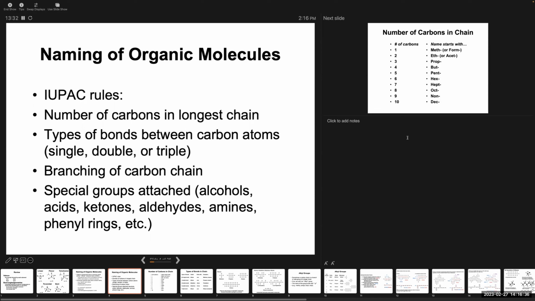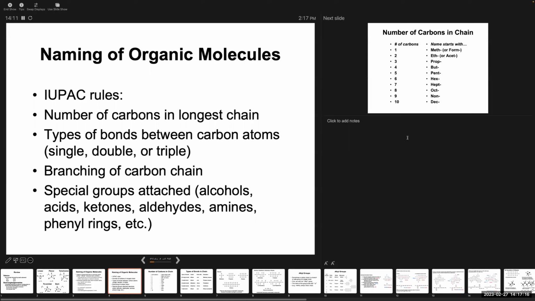Are they all single bonds? Is there a double bond? Are there multiple double bonds? Is there maybe even a triple bond between the carbons in that continuous chain? Then you'd look to see if there are any side branches branching off of that carbon chain. And then finally, you'd look for special side groups that might be attached to that carbon chain. So I already mentioned alcohols before, which means just adding OH to the side of a carbon chain. You could have something called a carboxylic acid, which is a double bonded oxygen and an OH attached to one of the carbons to create what's called a carboxylic acid.